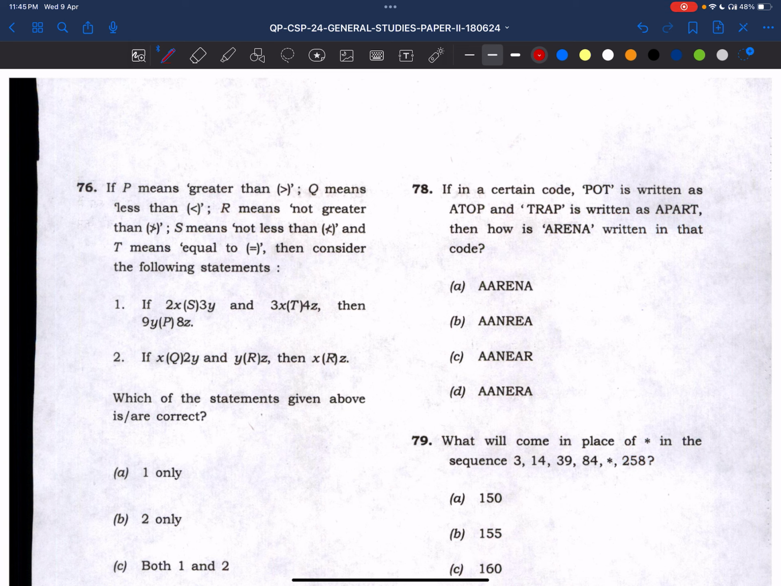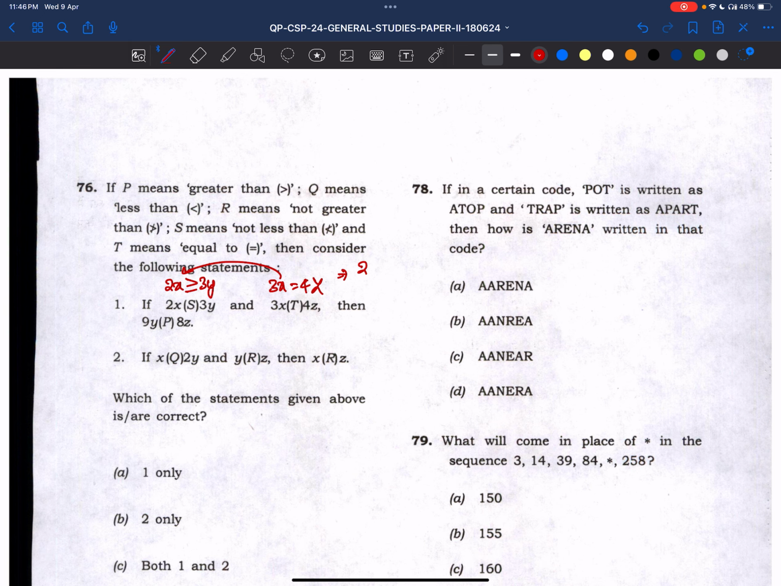P means greater than. Q means less than. R means not greater than. S means not less than. T means equal. He has given the statements. Now see here. 2x S 3y. What is this? Not less than. So that means 2x not less than, meaning either greater than or equal to 3y. Right? T means what? Equal to. That is 3x is equal to 4z. See here. We can substitute x value from here in this equation. Right? What will we get?